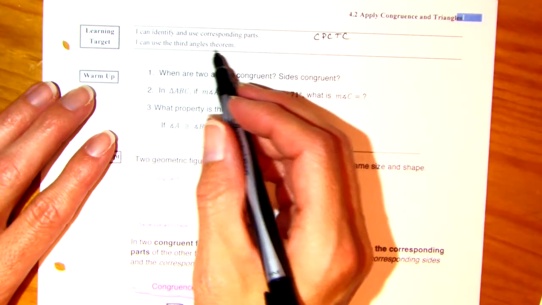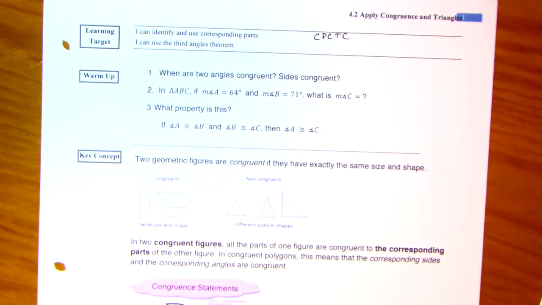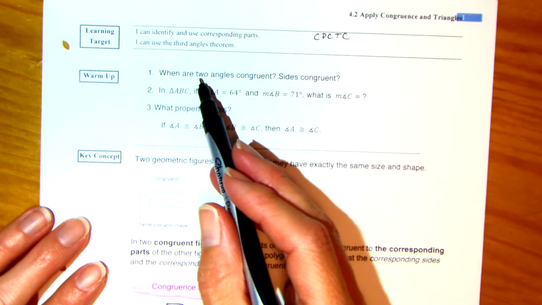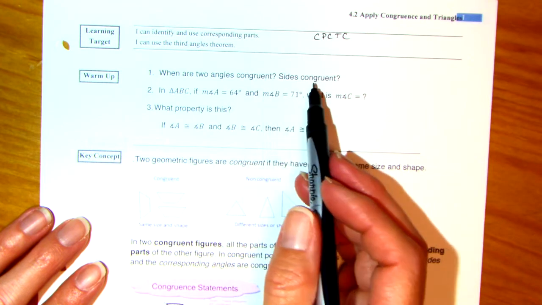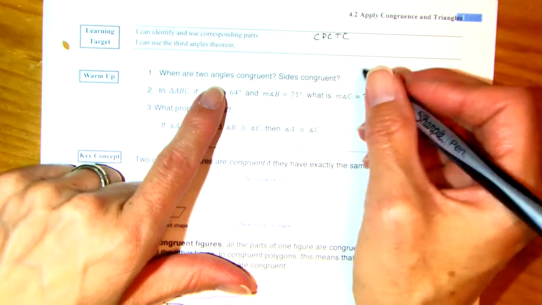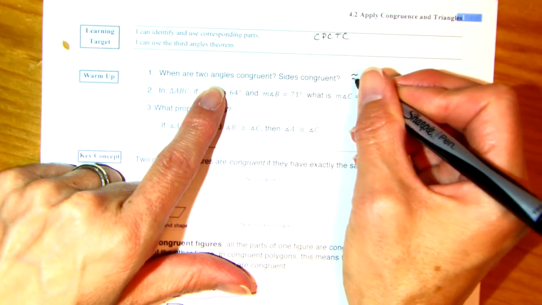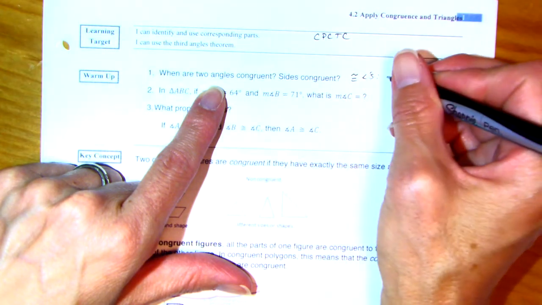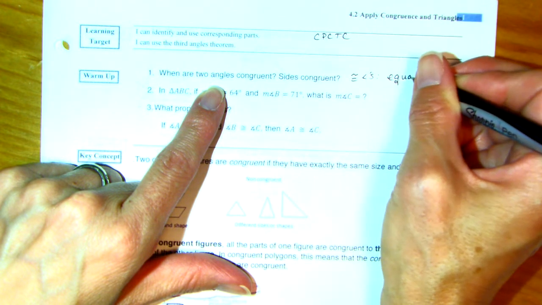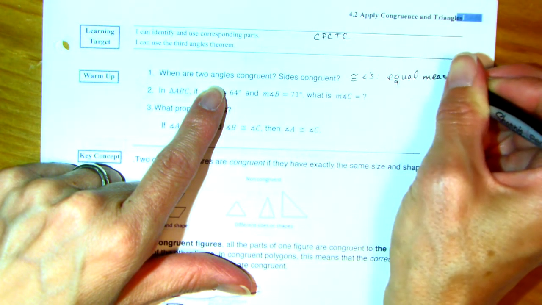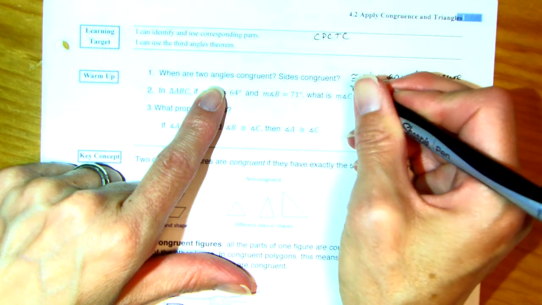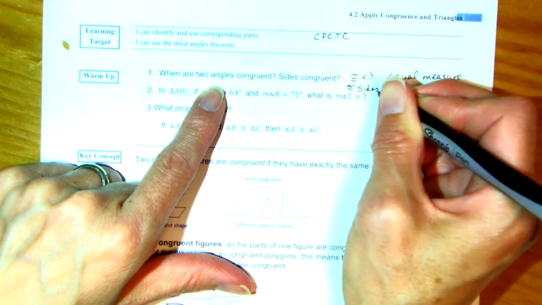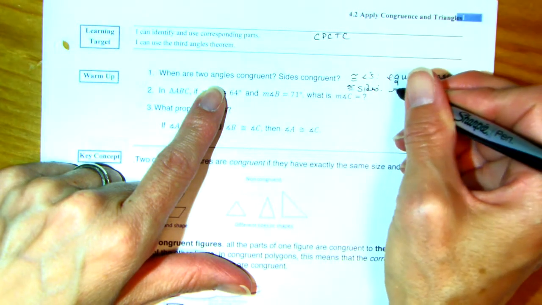And I can use the third angles theorem. Okay, so here we go. Start with the warm-up. When are two angles congruent? When are sides congruent? Angles are congruent when they have equal measure. And congruent sides, when they have equal length.